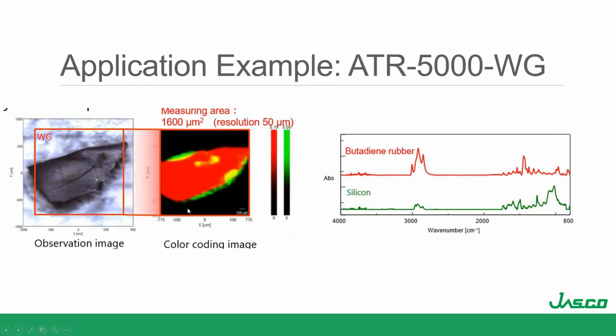So this is an example. Again, this is a small particle that's been imaged. Some of it's butadiene rubber. The rest is silicon. The silicon's acting as a filler in this particle.